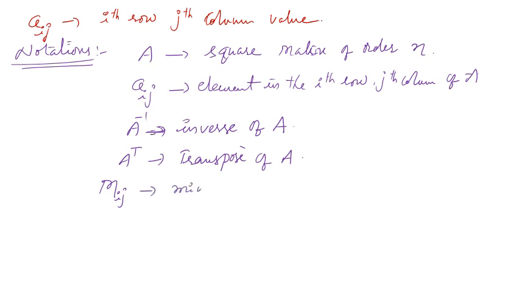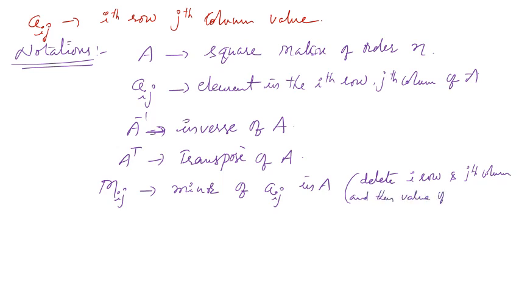And next one, Mij. Mij stands for minor of Aij in capital A. I think you know this. Minor of means what? Delete ith row and jth column, and then find the determinant of the remaining matrix. This is called minor.